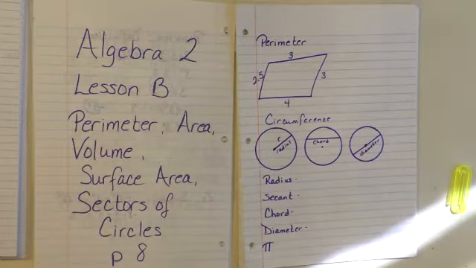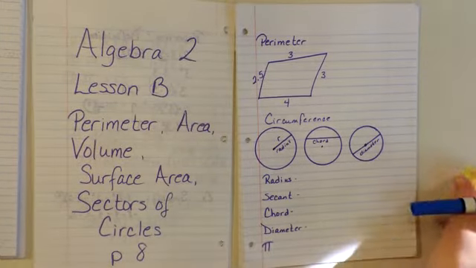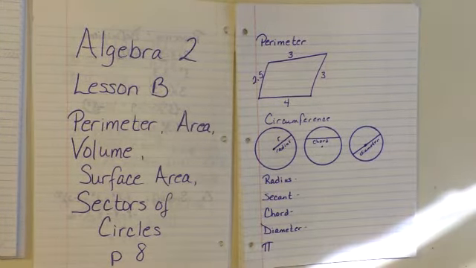Welcome to Algebra 2. This is Lesson B. We're going to talk about perimeter, area, volume, surface area, and the sectors of circles. We're starting on page 8. Continuing our review of geometry, first we'll talk about perimeter.